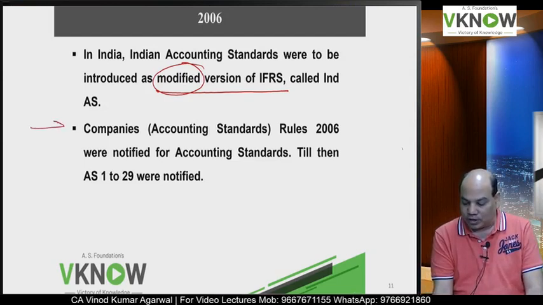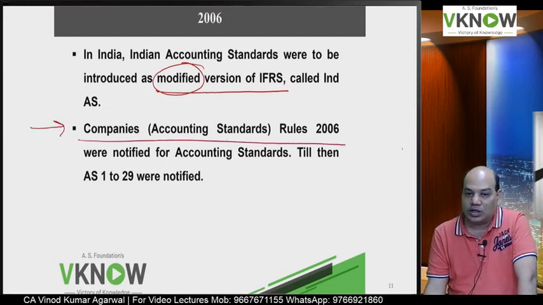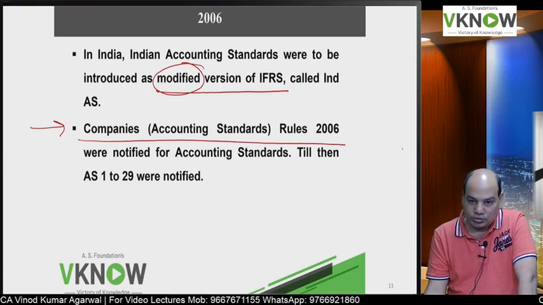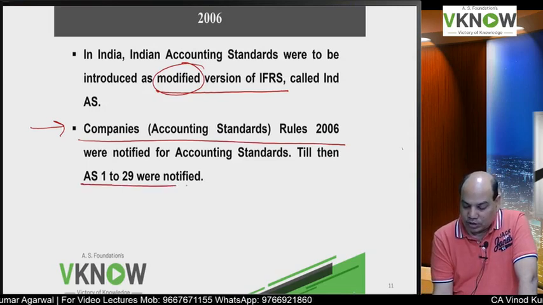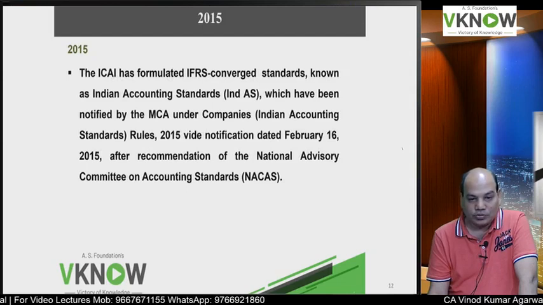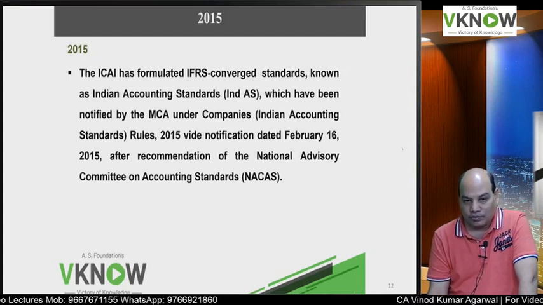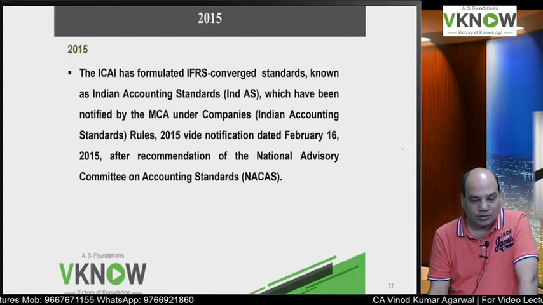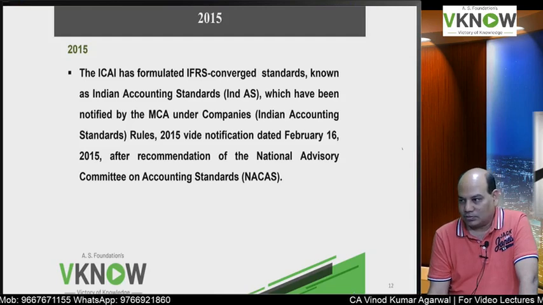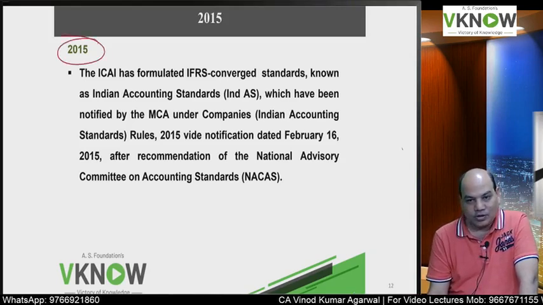One important event happened in this year. Company Accounting Standard Rules 2006 were introduced, notified, and because of that, accounting standards became mandatory. Now the auditor will have to check whether all the applicable accounting standards were followed or not. If not, he will write what they call a qualification. Is it right? One of the most important events happened in 2015.